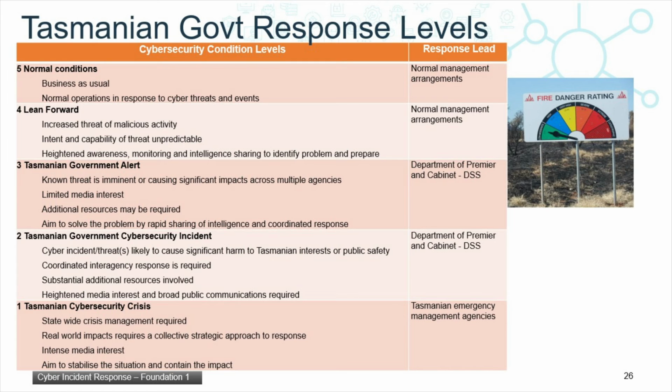As things get more active, so we're in lean forward at the moment, if we actually had some of those vulnerabilities triggered and adversaries managed to do things, we would move through to Tasmanian Government Alert or perhaps cybersecurity incident level. Depends on the incident, and if it was an incident that went across multiple agencies and was causing serious harm, we would have a Tasmanian cybersecurity crisis. At the moment, we're in lean forward, and we only went to that 2 weeks ago. So generally, we're at normal conditions.